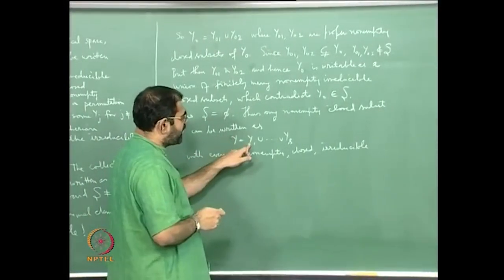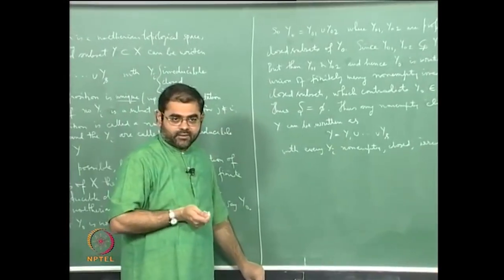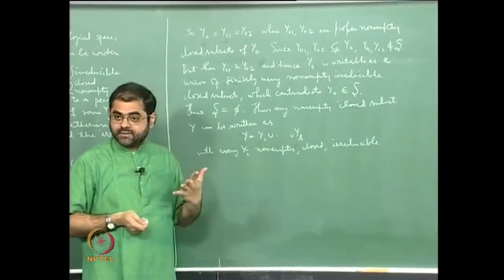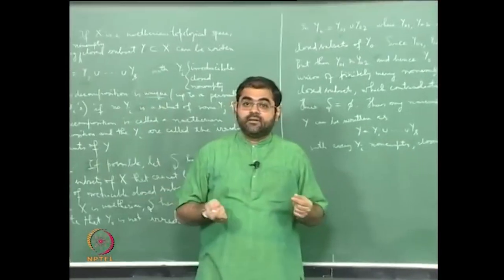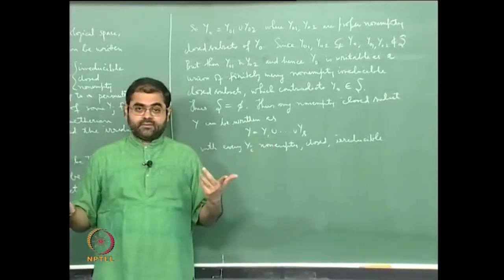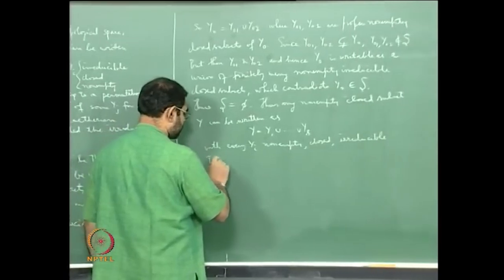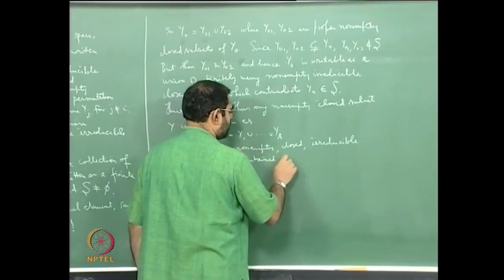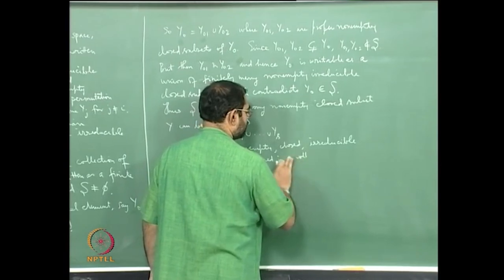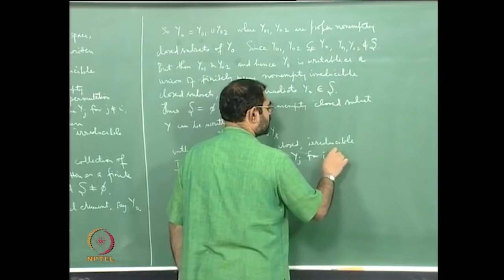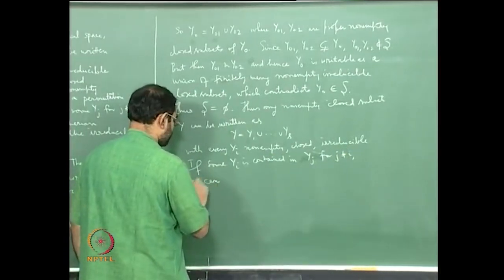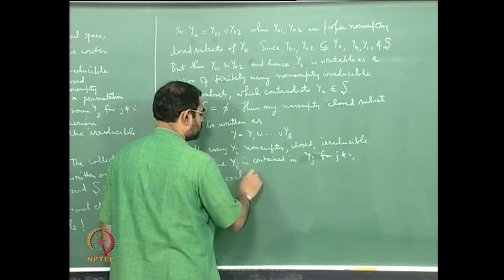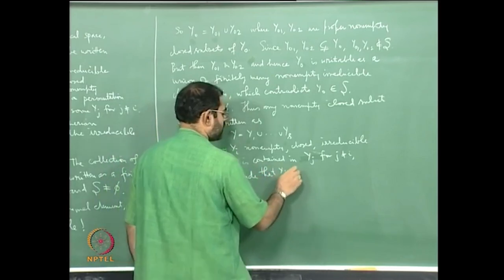Now of course if some Yi is contained in some other Yj, you can throw the Yi out. So you can assume without loss of generality that no Yi is contained in any other Yj. And then what the theorem says is that with that assumption, this decomposition is unique. That's what we're going to prove next. So if some Yi is contained in another Yj for j not equal to i, exclude that Yi from the union.